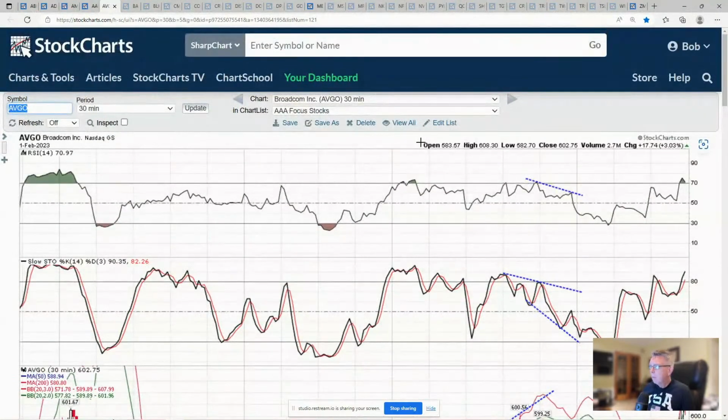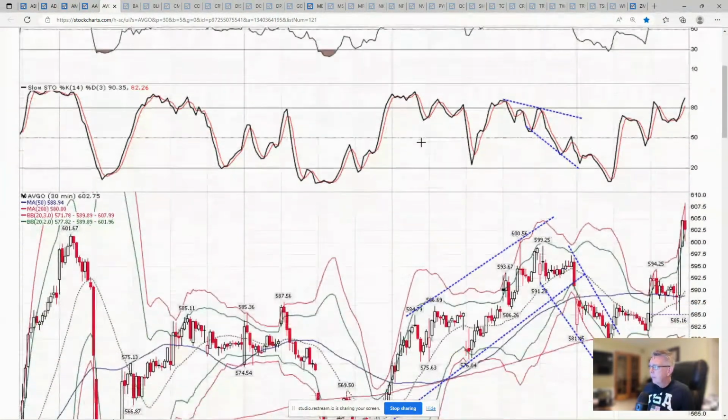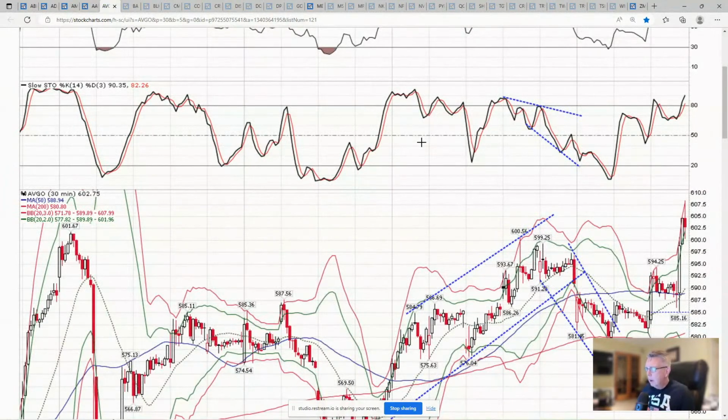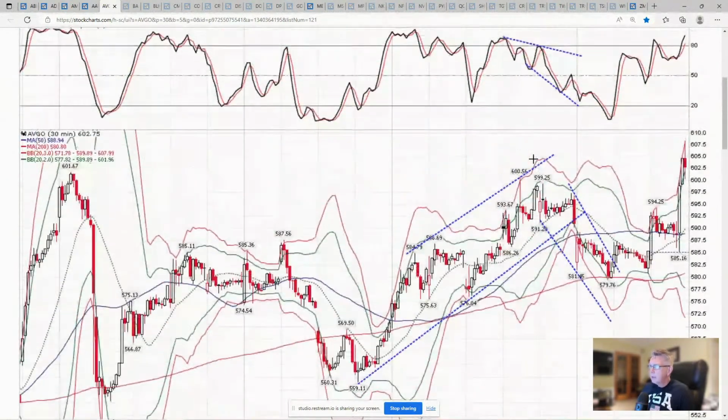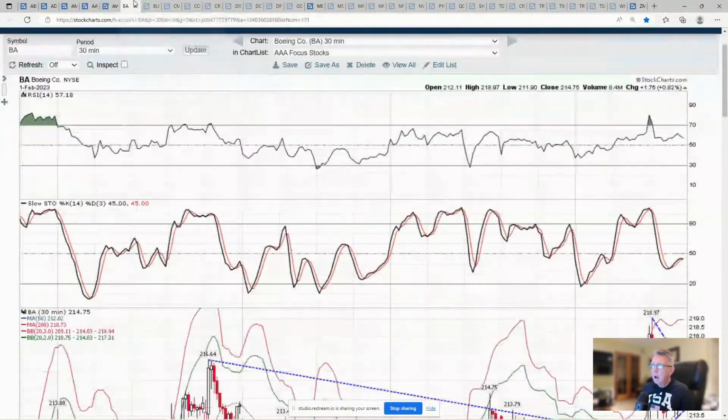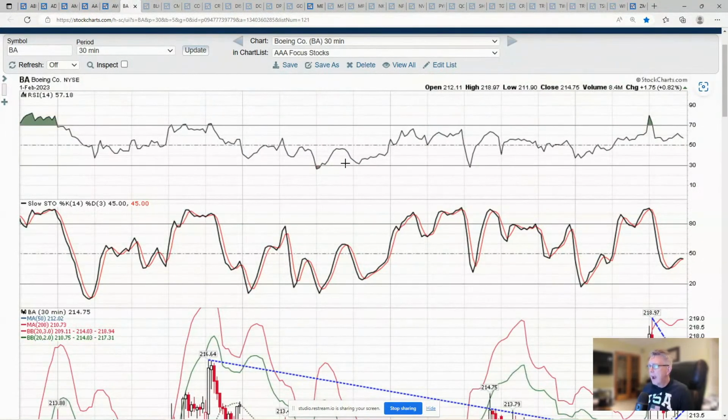Broadcom. Again, I prefer Adobe over Broadcom here. Similar chart setups, but the RSI on Adobe is looking more attractive.